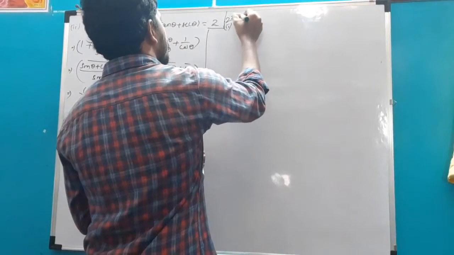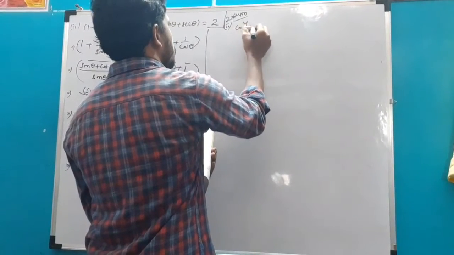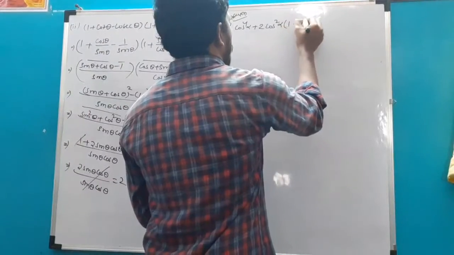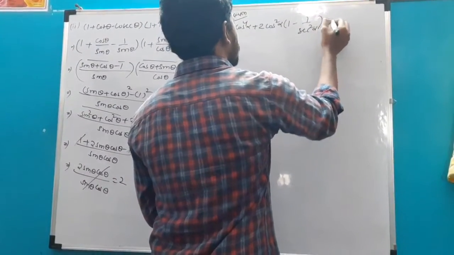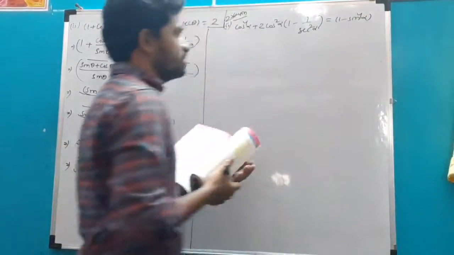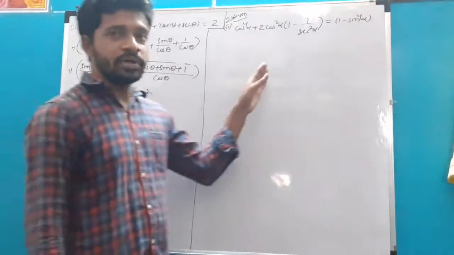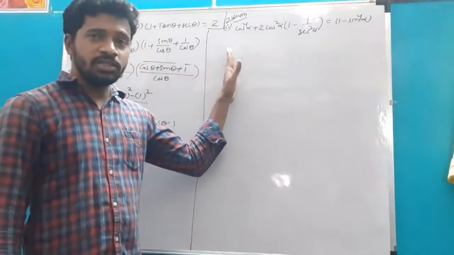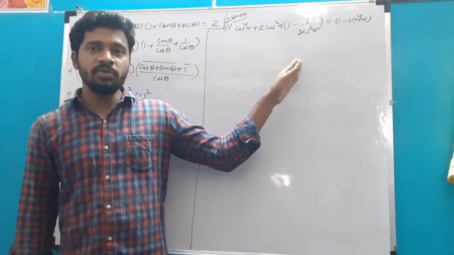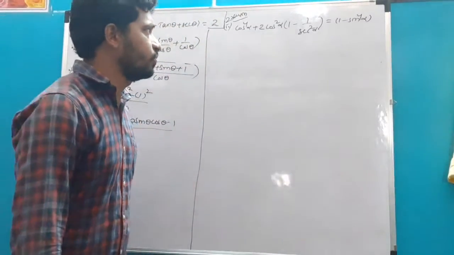Second question, an important question for 4 marks. Second one: cos to the power of 4 alpha plus 2 cos square alpha into 1 minus 1 by secant square alpha, which is equal to 1 minus sin to the power of 4 alpha. So this is an important question for 4 marks. Listen once again. Cos to the power of 4 alpha plus 2 cos square alpha into 1 minus 1 by secant square alpha, which is equal to 1 minus sin to the power of 4 alpha.